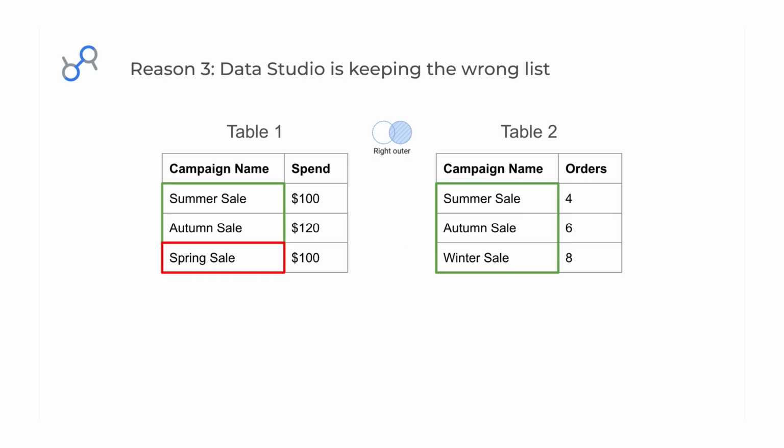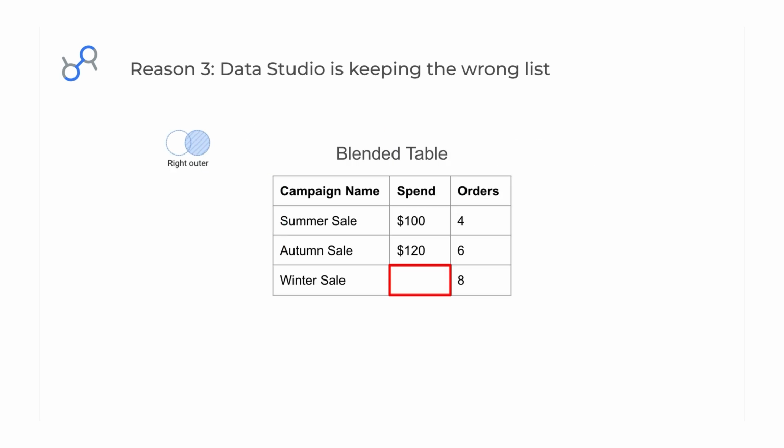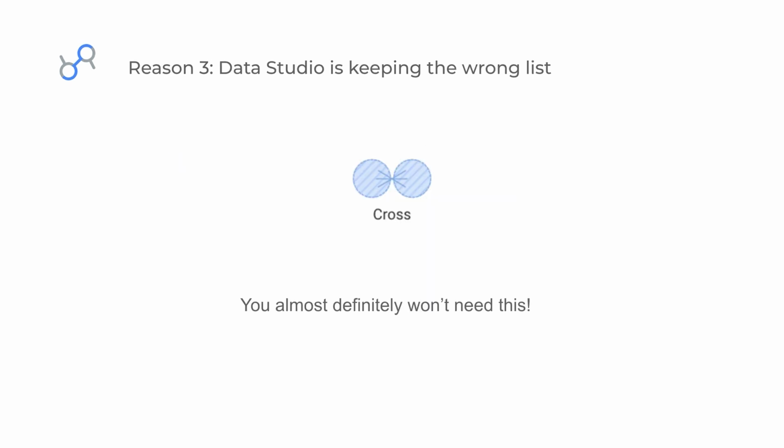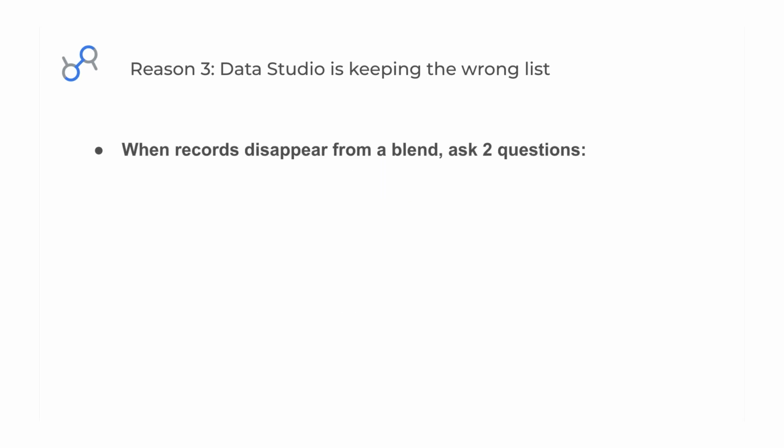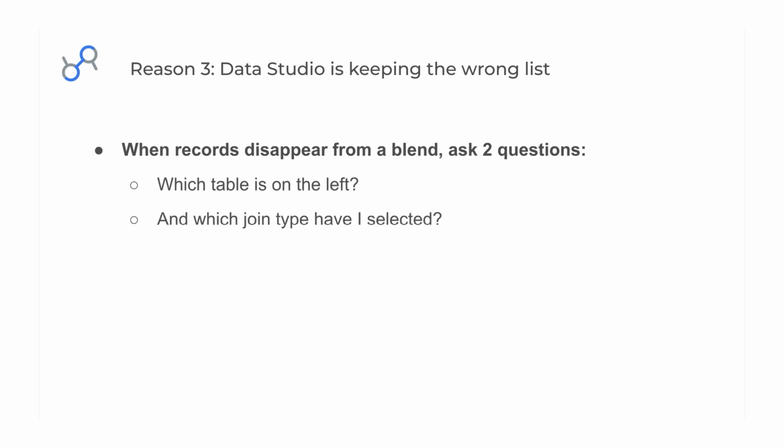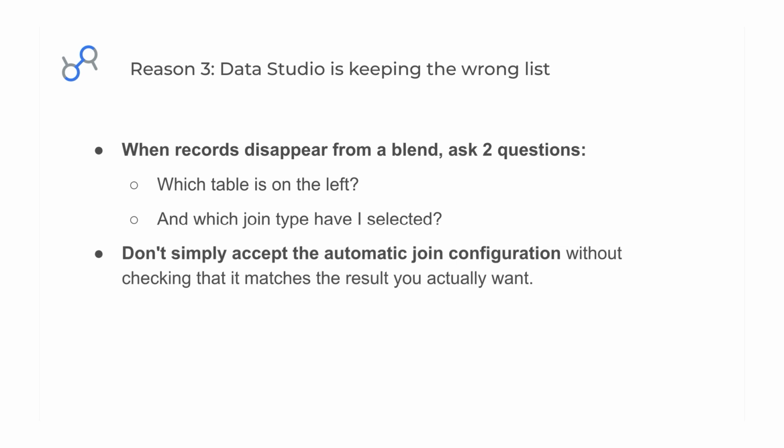There's also a right outer join, which is essentially the opposite of a left outer join, and then a cross join, which creates every possible combination of rows. Cross joins have specialized uses, but they can create huge numbers of rows very quickly and are rarely what beginners are trying to achieve, so you have been warned. So when records disappear from a blend, ask 2 questions. Which table is on the left, and which join type have I selected? Don't simply accept the automatic join configuration without checking that it matches the result you actually want.